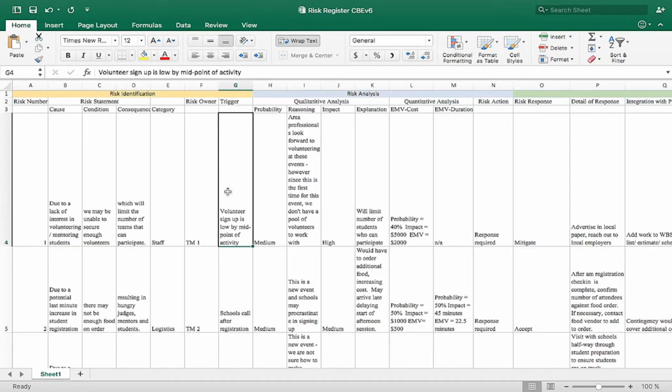So let's go through an example. Risk 1, the cause: due to a lack of interest in volunteering and mentoring students. Condition: we may be unable to secure enough volunteers. And then the conclusion or consequence, which will limit the number of teams that can participate. This category is around staffing and has been assigned to team member 1. And our trigger is when volunteer sign up is low by the midpoint of the activity.